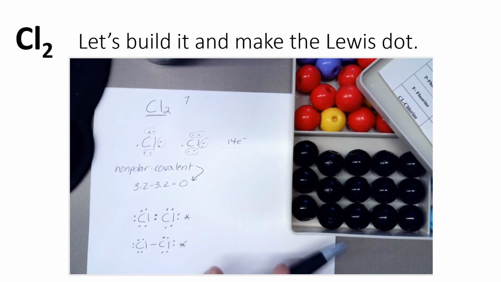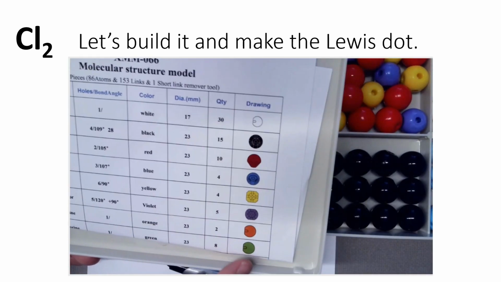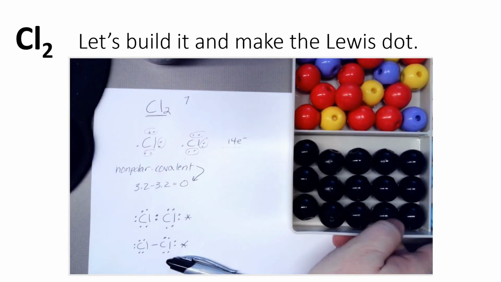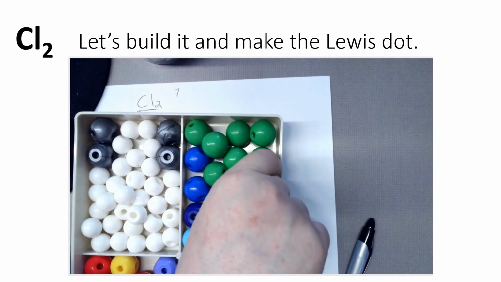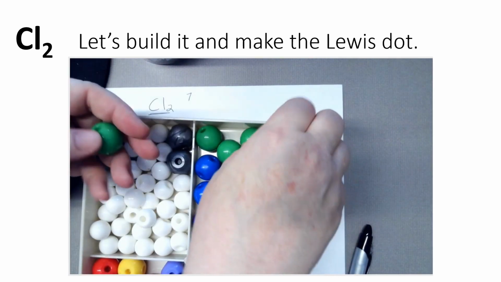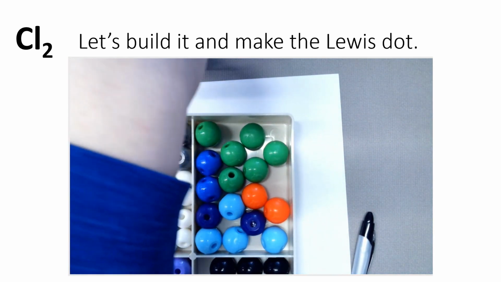All right? Now let's see how to build it. So we have to look at its shape. All right? So chlorine here is green. All right? So I'm going to go to my model kit and I have 2 Cl's. So I'm going to get 2 greens. All right? And then I'm going to get a bond.